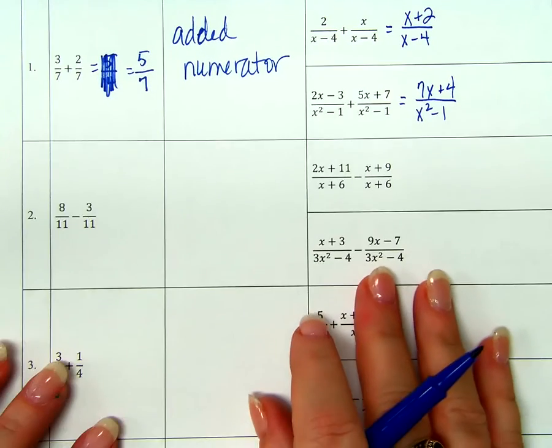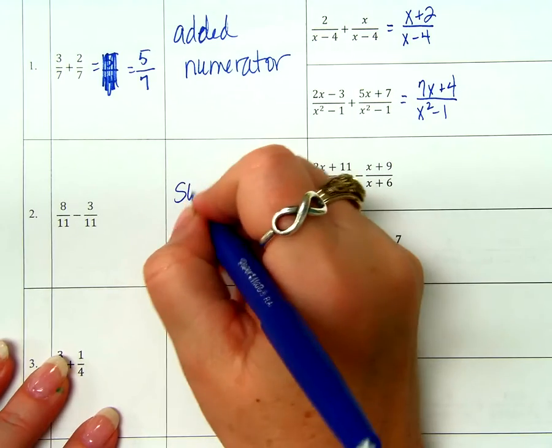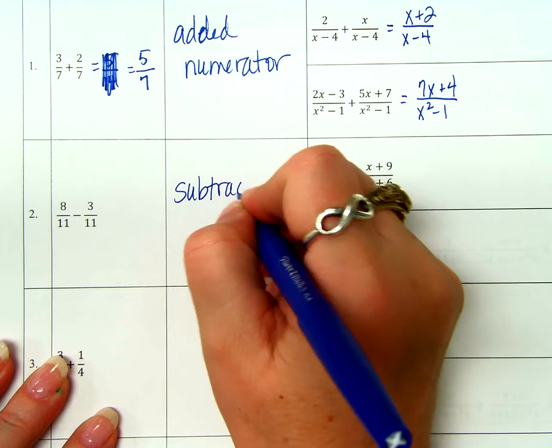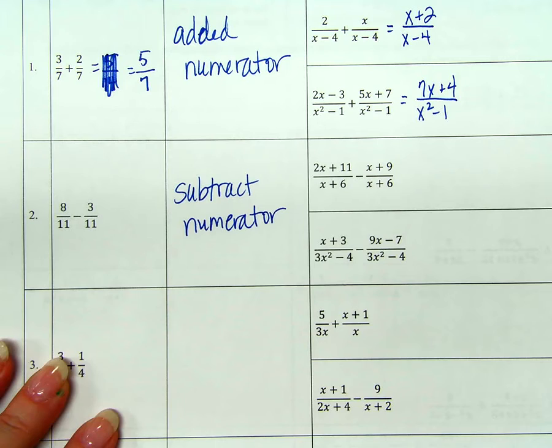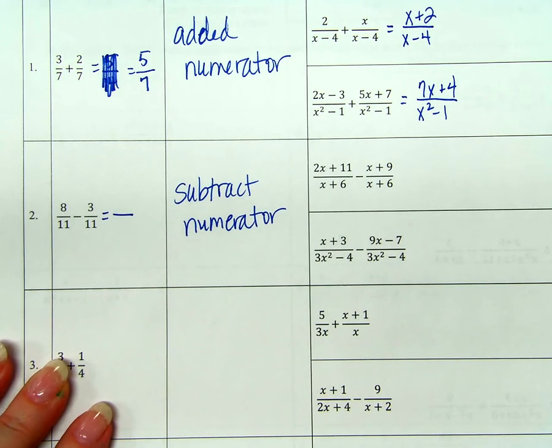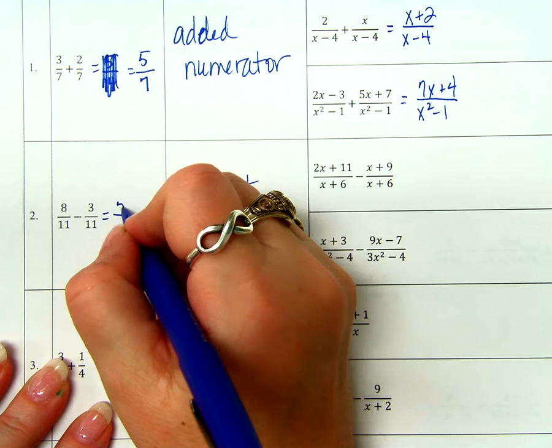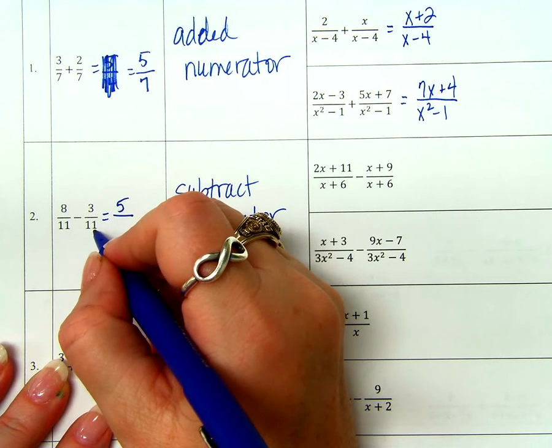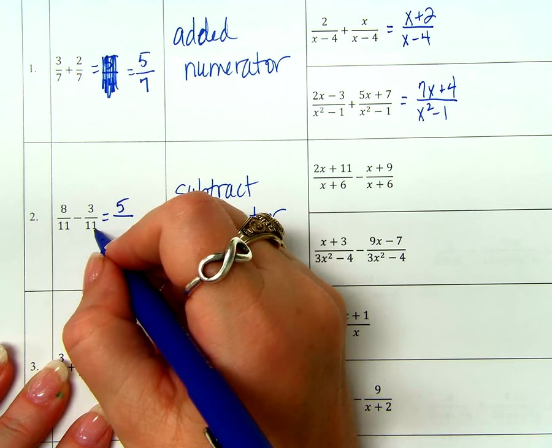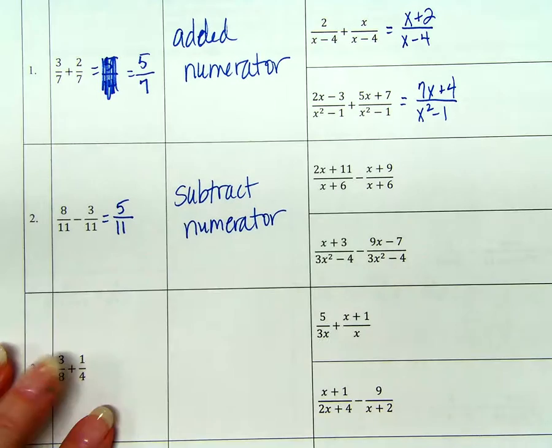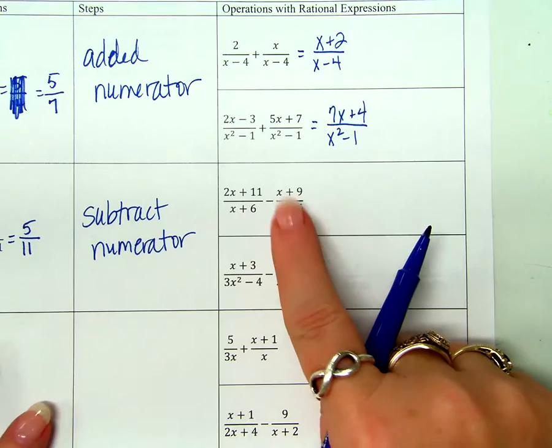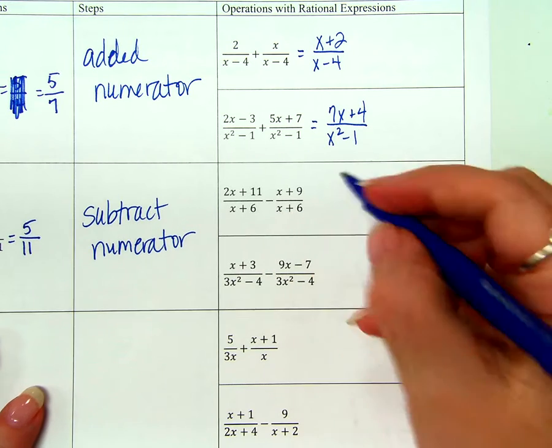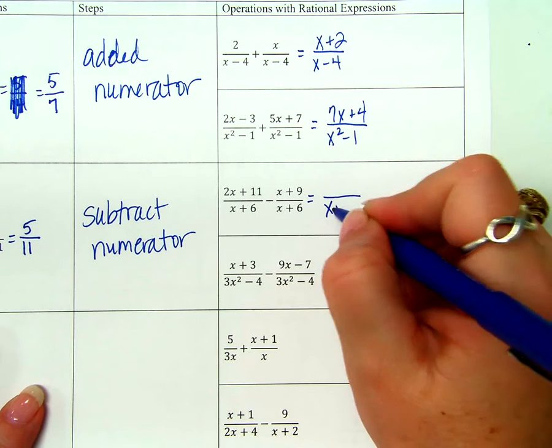What about this one? How is this one different? So we subtract the numerator. So what do I get? 8 minus 3 is 5. 11 minus 11? Oh, I don't do that, do I? It stays, right? Keep the denominator. So what if it looks really ugly like this one? Still fine. X plus 6.